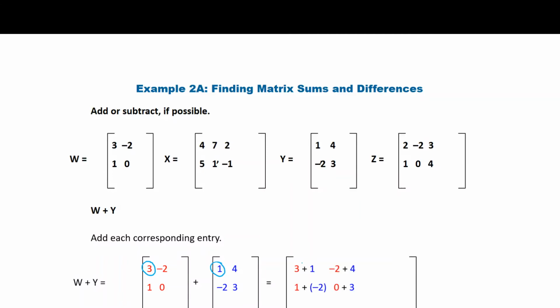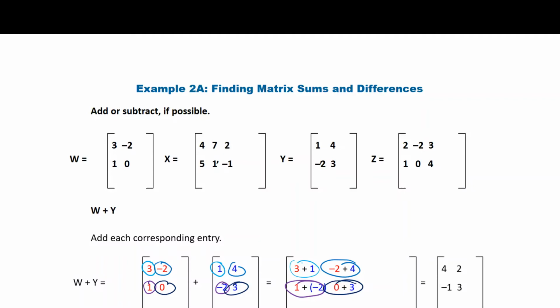And here is what it's going to look like. I'm just going to go ahead and do this. 3 and 1 are added together. All right, and then we have our -2 and 4. Those are added together. We have 1 and -2. Those are added together. And we have 0 and 3 added together. And so when you actually add those together, the new matrix is going to be right here. And notice, whatever spot you got your numbers from, that's the same spot that they stay in.